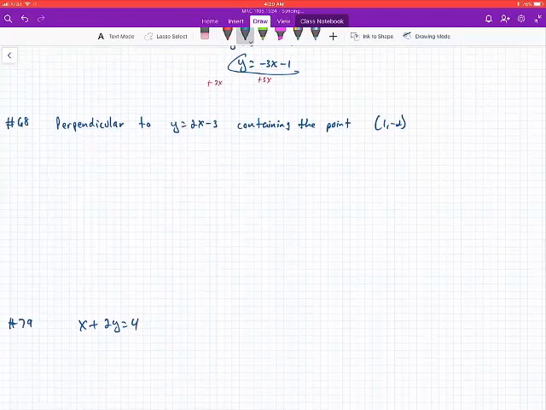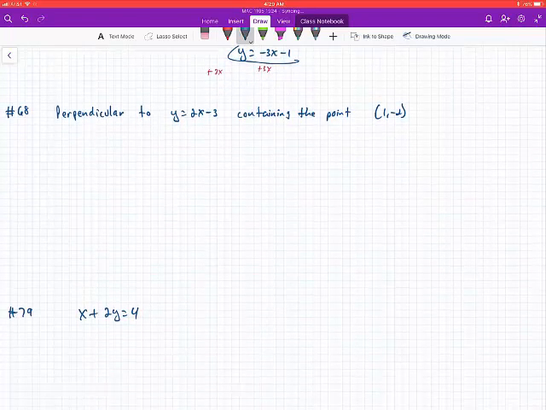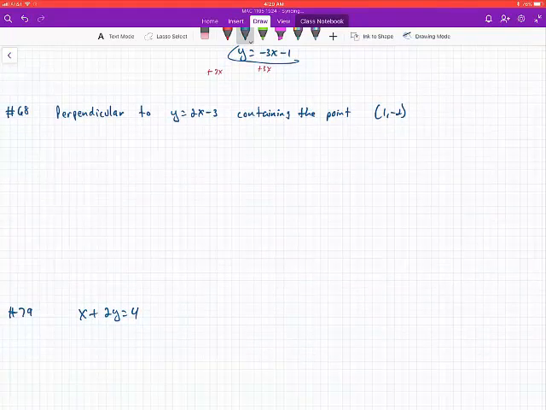All right, so let's see number 68. Now this is perpendicular to the line y is equal to 2x minus 3 and contains the point 1, -2. Now, in order for L1 to be perpendicular to L2, that means that the slope of line 1 times the slope of line 2 has to be equal to -1.